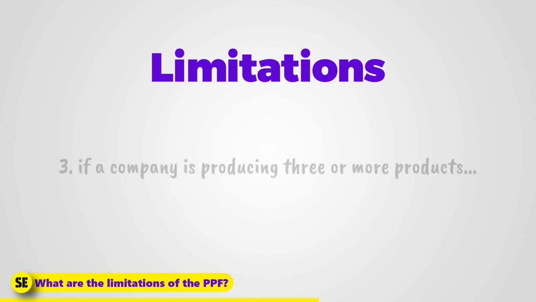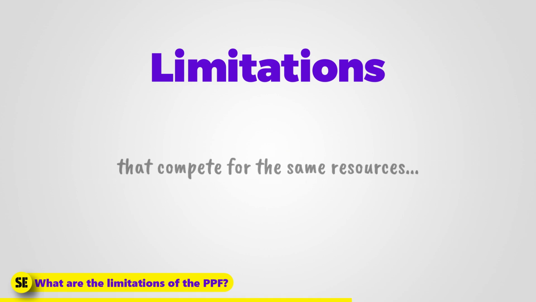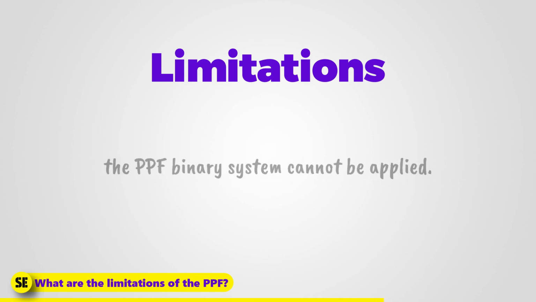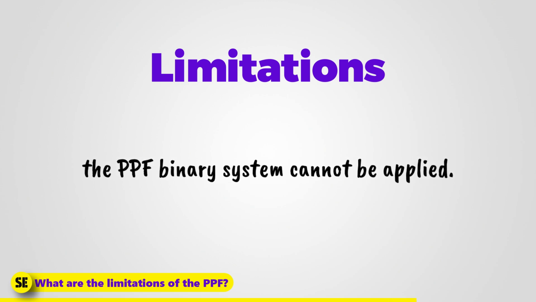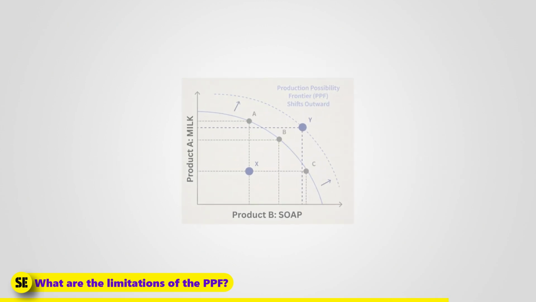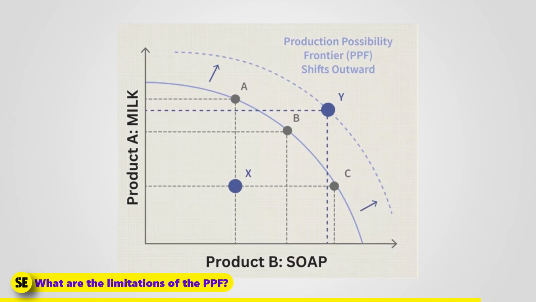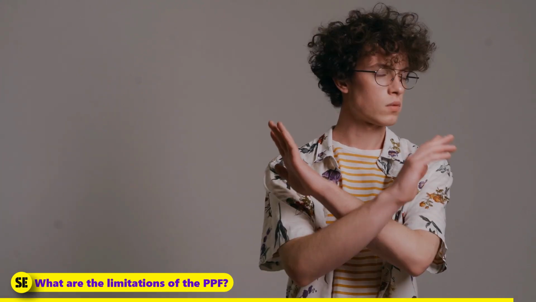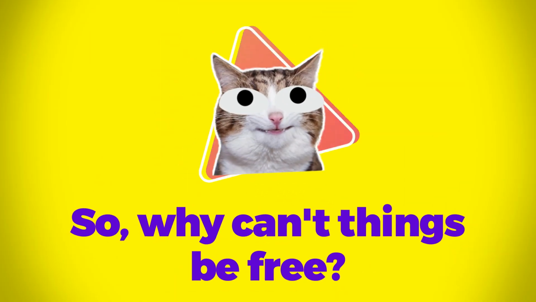And lastly, if a company is producing 3 or more products that compete for the same resources, the PPF binary system cannot be applied. Additionally, the PPF is limited to a basic side-by-side illustration and cannot be used for more complex models. So why can't things be free?